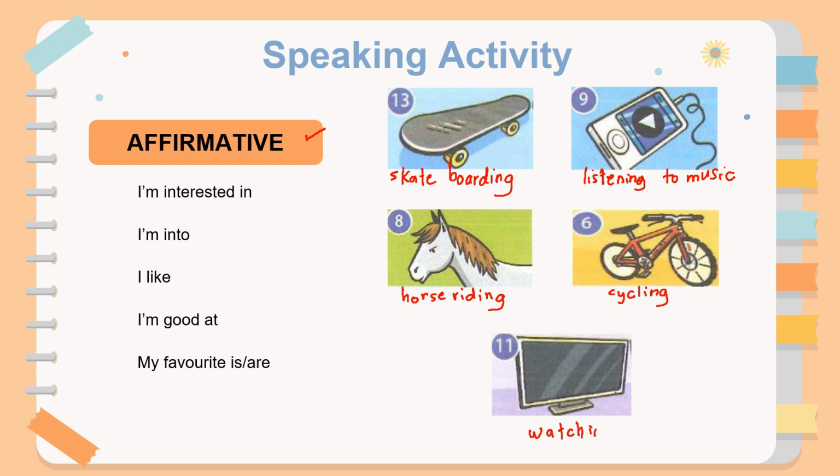So we watch TV. Okay, now using the affirmative phrases here, I want you to conduct this activity with somebody at home. It can be your brother or sister or your parents. Make sure that you use all the affirmative phrases given here. Let me start one off for you. For example, I'm interested in horse riding. Another one, I'm good at skateboarding. Now it's your turn to try. Good luck!